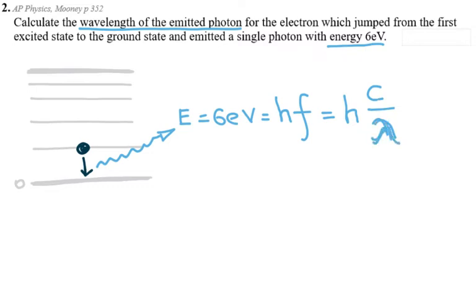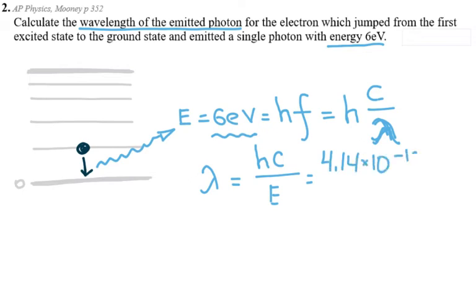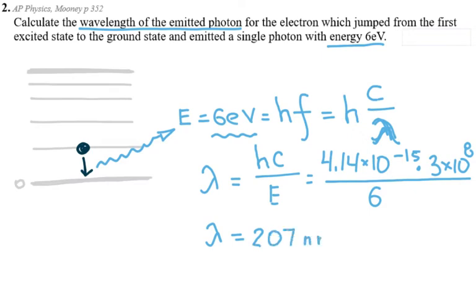So from here I can find that the wavelength is going to be equal to Planck's constant times the speed of light divided by the energy. Planck's constant has to be in electron volts because energy is given in electron volts. So that is 4.14 × 10^-15, and the speed of light is 3 × 10^8, and all of that divided by 6. So the wavelength of this photon is going to be equal to 207 nanometers.